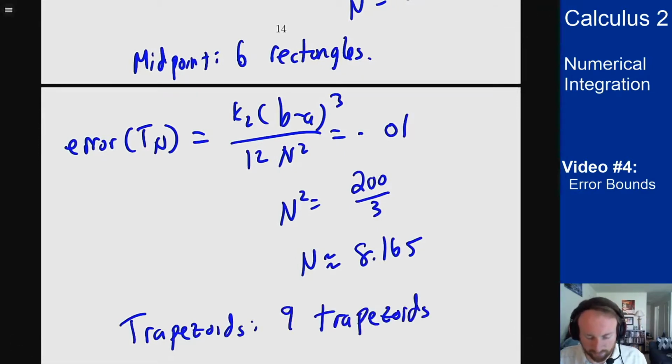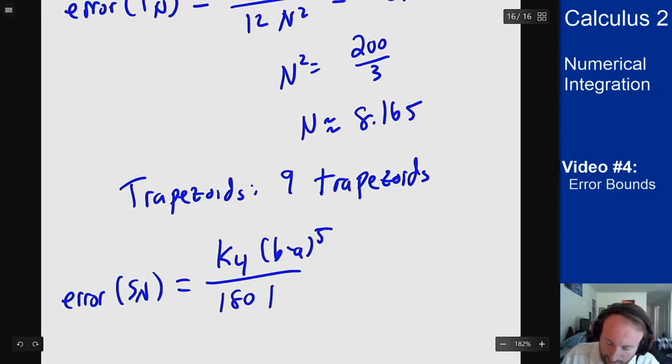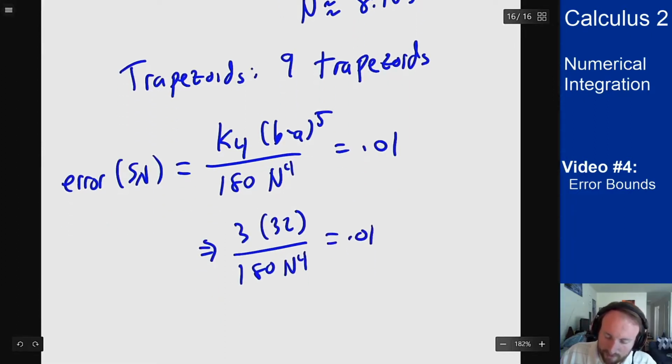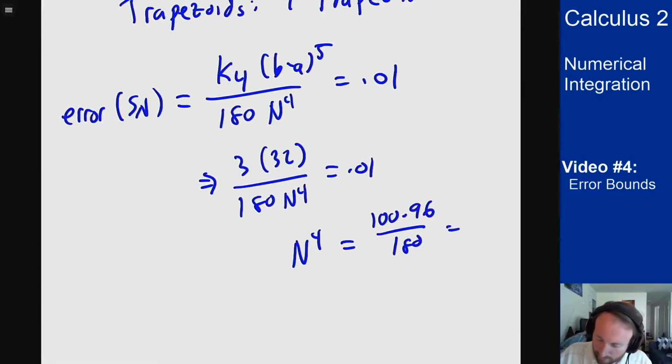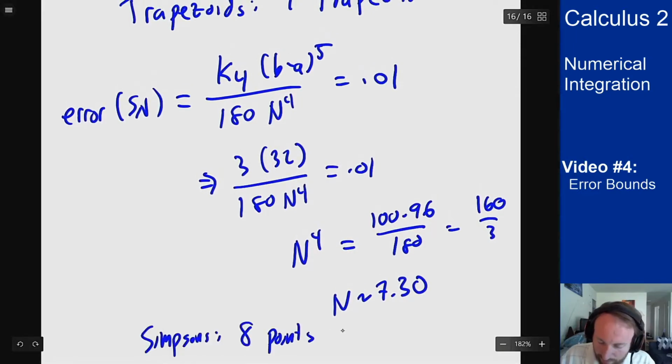Now, what about Simpson's rule? Well, my error for Simpson's rule was k4 times b minus a to the 5th over 180 n to the 4th. I want this to be around 0.01. So k4 was 3. This should be 32 because it's 2 to the 5th over 180 n to the 4th being 0.01. Tells me that n to the 4th needs to be 100 times 96 over 180, which is 160 over 3. And if I square root that, I get 7.30, which means I need 8 points to do this, which really only gives me 4 parabolas.